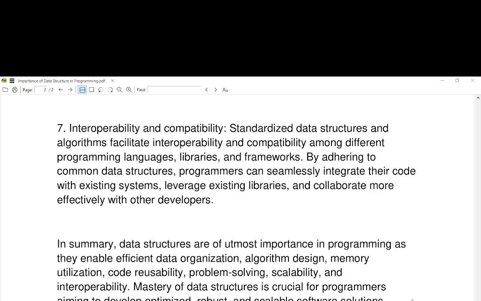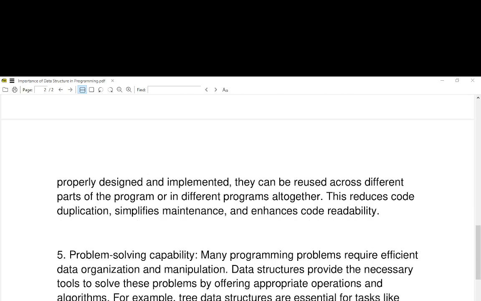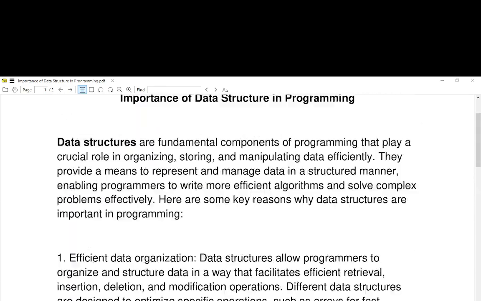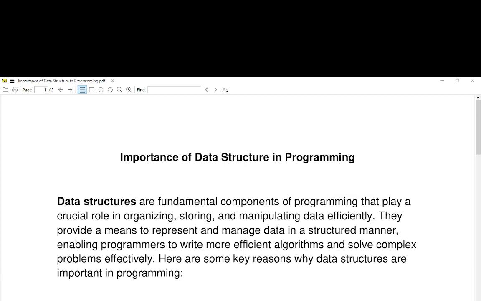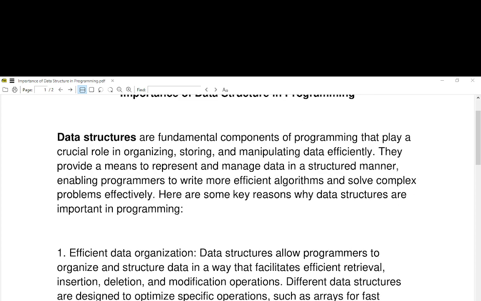In summary, data structures are of utmost importance in programming as they enable efficient data organization, algorithm design, memory utilization, code reusability, problem solving, scalability, and interoperability. Mastery of data structures is crucial for programmers aiming to develop optimized, robust, and scalable software solutions. Okay guys, so this is the end of my report about the importance of data structure in computer programming.